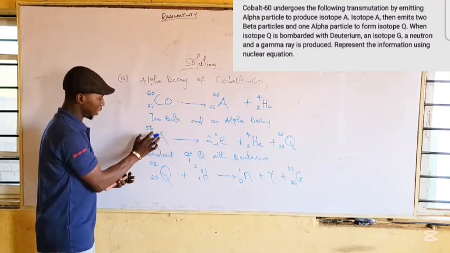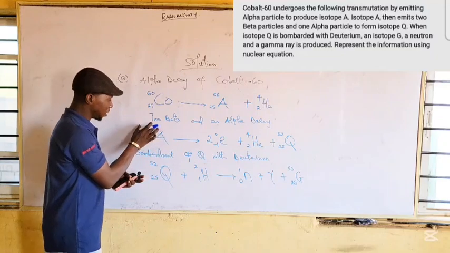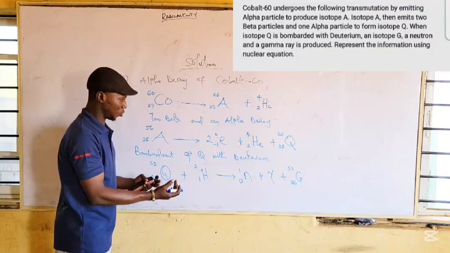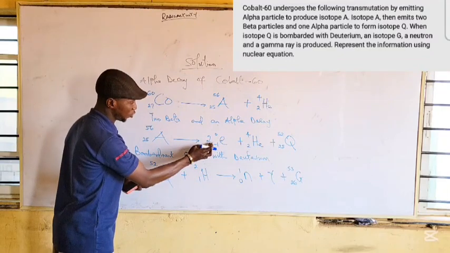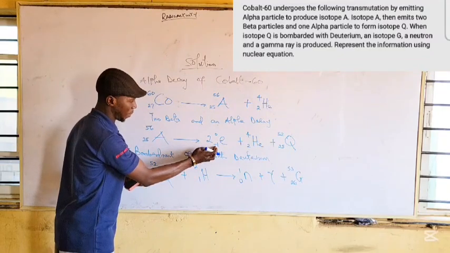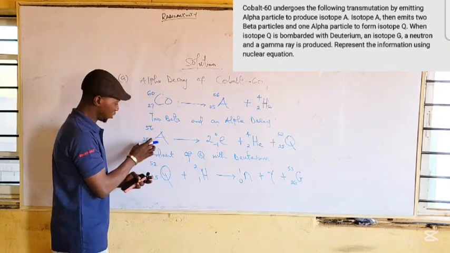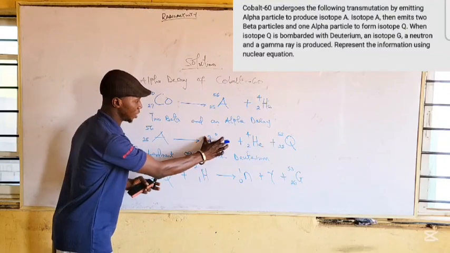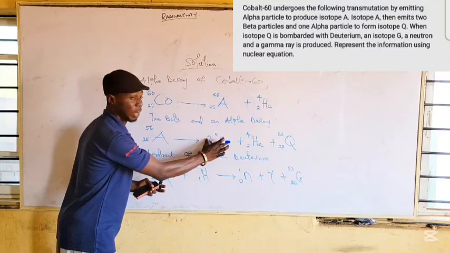We have isotope A, 56, 25. It means the mass number will remain unchanged when it is emitting a beta particle. Now, this time around, we are having two beta particles. It means 2 multiplied by -1 will give us -2. So, it means it increases from 25 to 27 when it emits these beta particles.